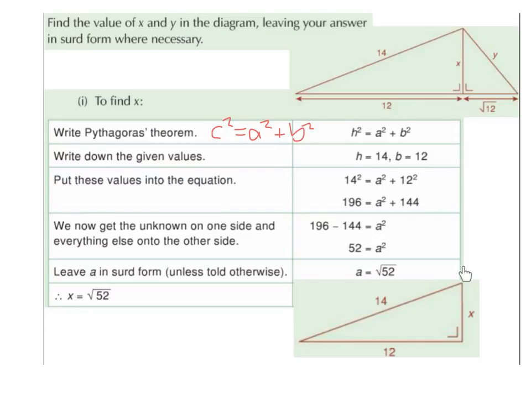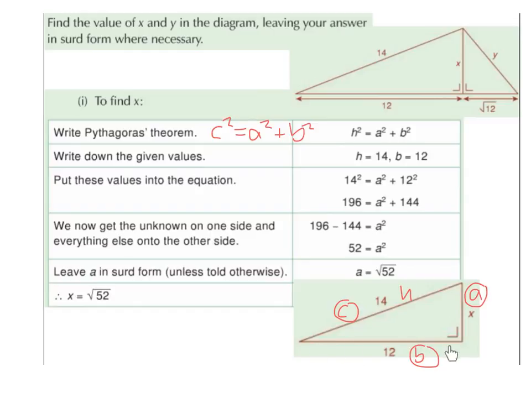So I'm going to label my triangle. The 14 is going to be the c or the h. I'm going to label it as both. And I'm going to label the b as 12, or the 12 as b. And the x is the unknown side, and that's the only one that's left, so I'm going to label that as a. So we start off by writing out our formula, Pythagoras' theorem, and you can use either c squared equals a squared plus b squared, or h squared equals a squared plus b squared. Our given values, we have h to be 14, or you could call c is 14, and we have b to be 12.